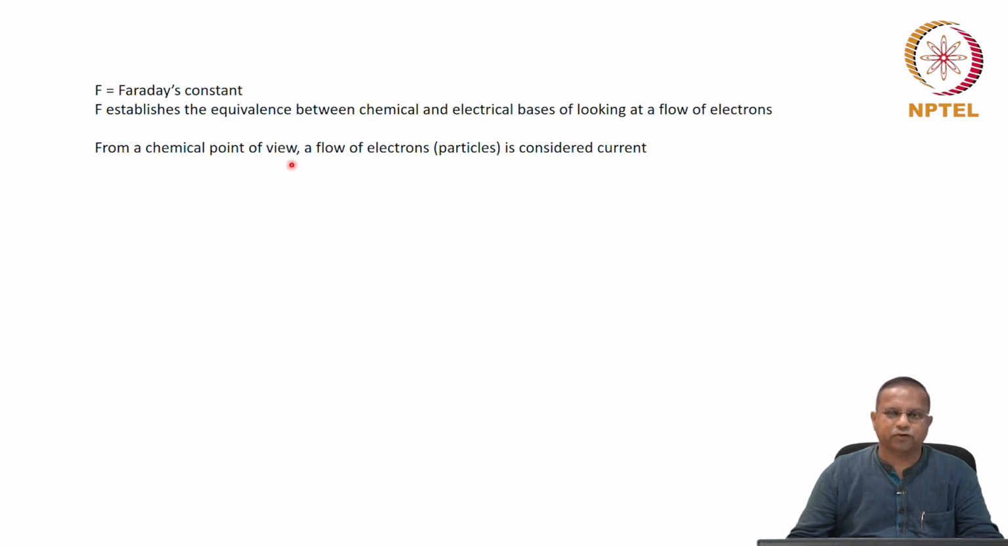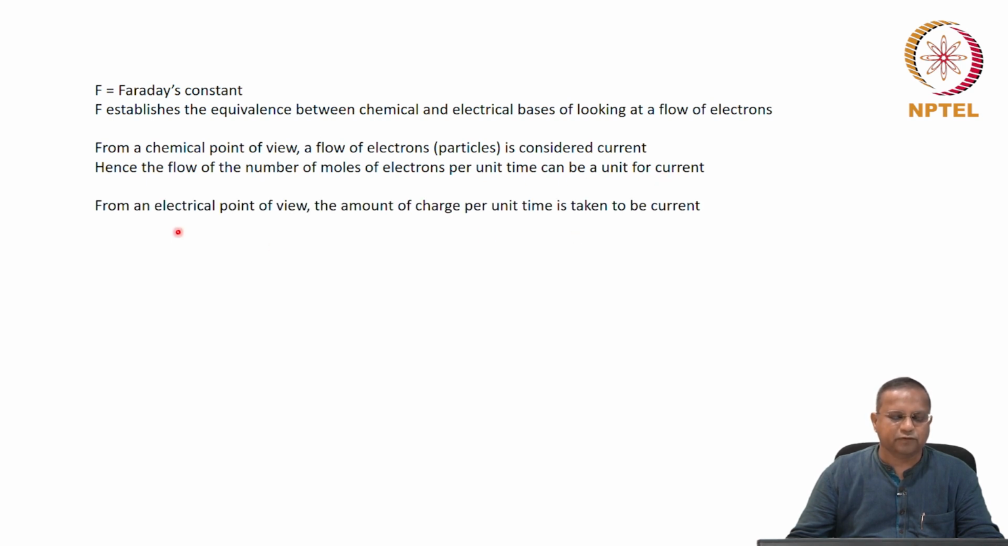From a chemical point of view, a flow of electrons is considered current. You all know this. Hence, the flow of the number of moles of electrons per unit time can be a unit for current. From an electrical point of view, the amount of charge per unit time is taken to be current. We know this. We have defined it this way, I. Thus, the equivalence is electrons per mole times charge per electron.